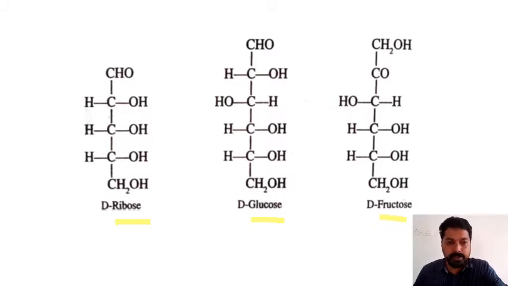Now you can see that ribose is a pentose found in RNA, and it has a functional group, this aldose, that is CHO, because it is a CHO functional group. In glucose also there is an aldehydic functional group, so it is an aldose. And here you can see that it is a carbonyl. It is a carbonyl functional group, CO, like that.